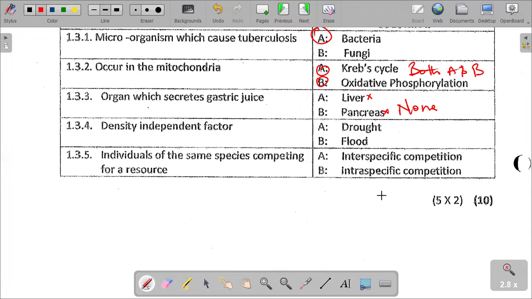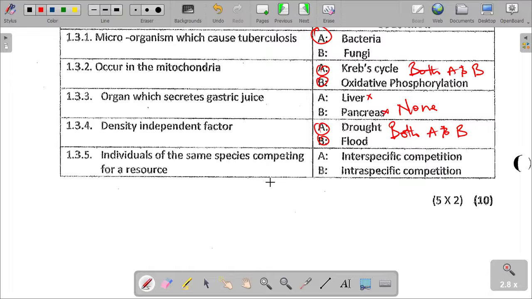Density independent factors, question 1.3.4. Drought is density independent, and so are floods. So the answer to 1.3.4 is both A and B, which we are saying is correct.